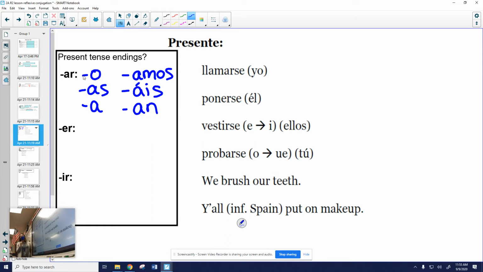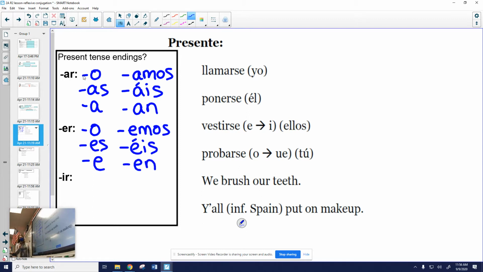O, as, a, amos, áis, an, otra vez. And the ER endings are pretty similar, right? If you want to squish these onto your page, feel free. Hopefully they're familiar and it's coming back to you now. If not, you might need to do a little extra review.